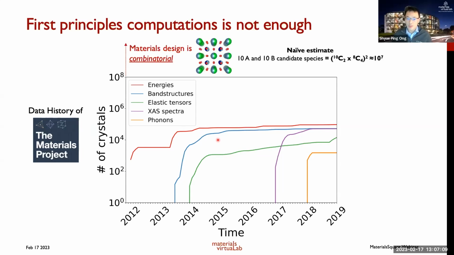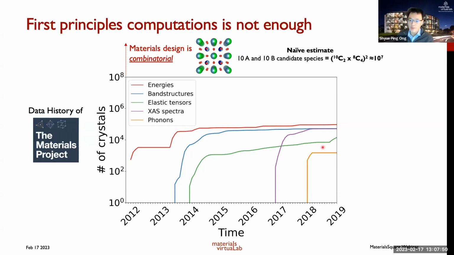As we all know, materials design is combinatorial, right? Even if you think of a simple crystal structure like the perovskite, and you assume that you can substitute different A and B species, just given 10 different possible A species and 10 B species, doing a naive estimate, you get about 10 to the power 7 crystal structures, right? And that is orders of magnitude higher than the number of materials in the Materials Project today. Quite simply, you just cannot use first principle calculations to compute your way out of this combinatorial problem, right?